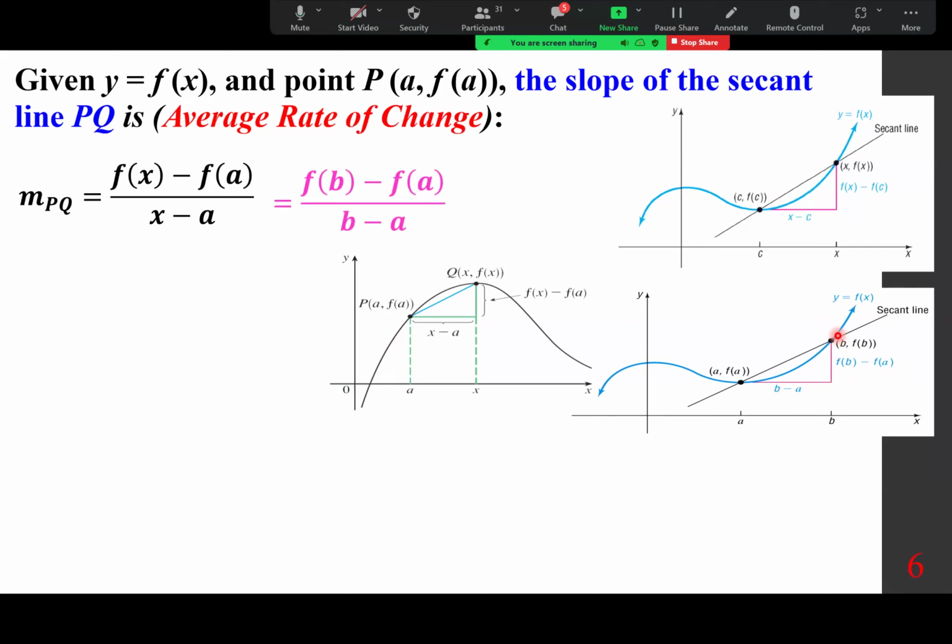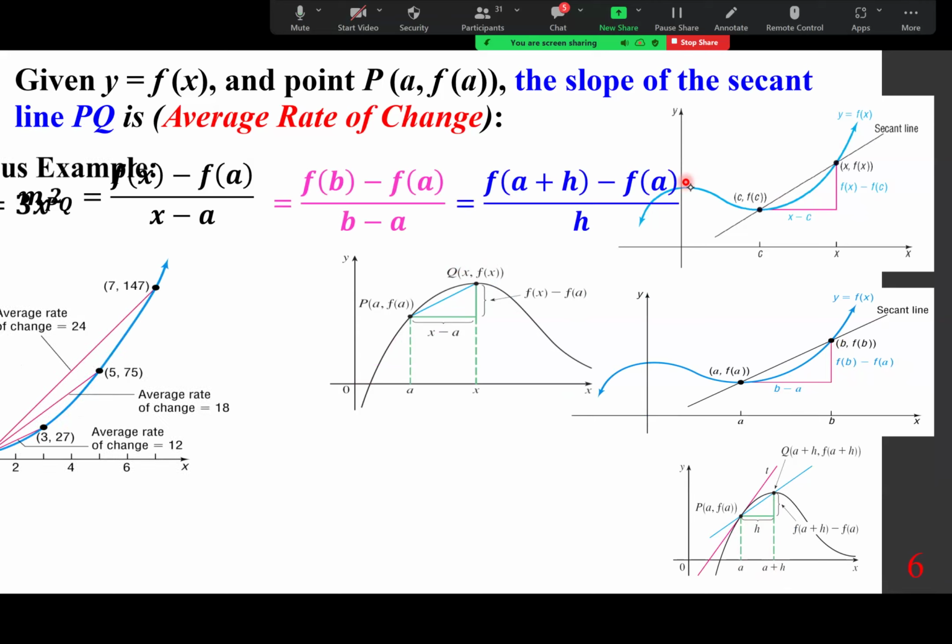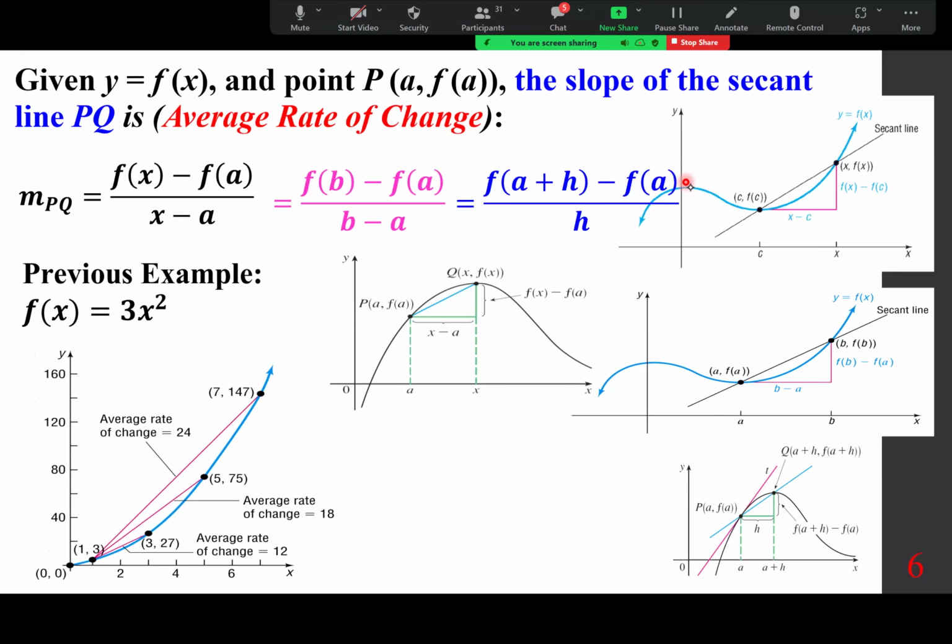The point being, it depends what variable you're using. All of them refer to the same thing. In this format, a and this distance h, use this one. They're all the same thing. And in the previous example, we looked at a bunch of them, as you recall. This was from the previous one. Just connect 2 points and calculate their slopes.